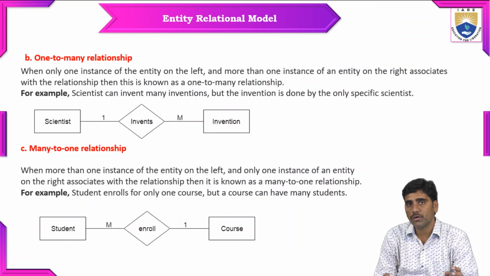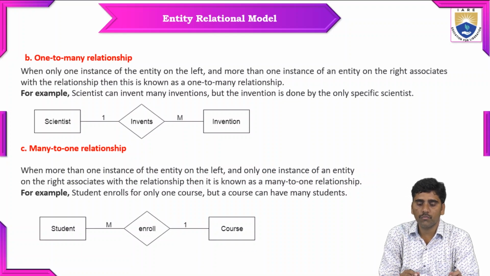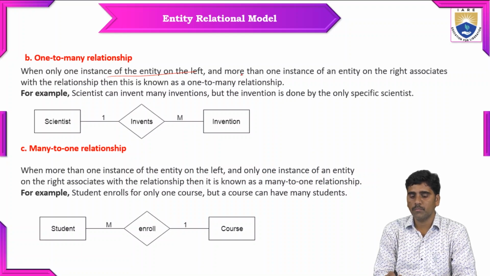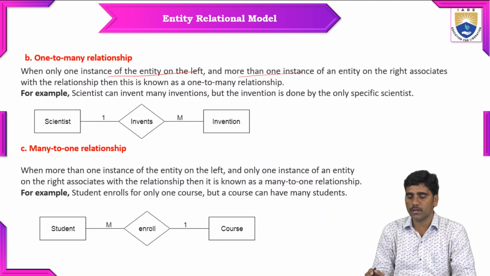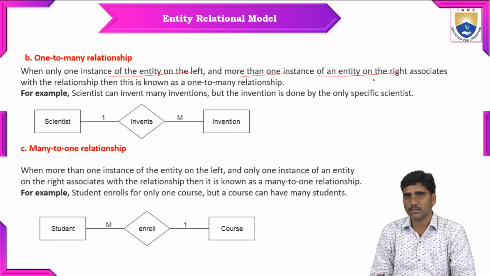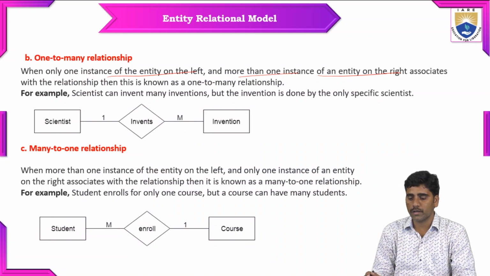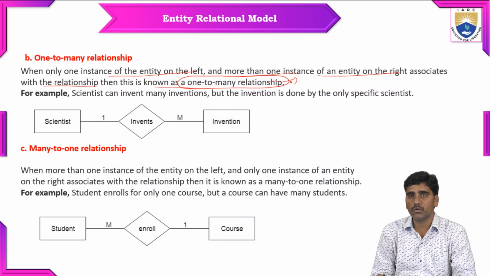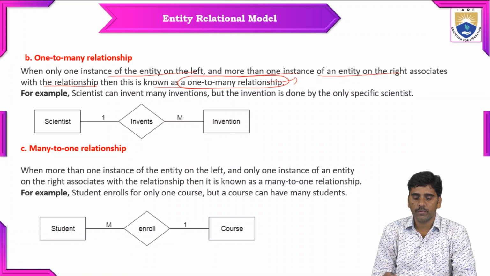And the second one is what? One-to-many relationship. So here, when only one instance of the entity on the left and more than one instance of an entity on the right side associates with the relationship, then this is known as a one-to-many relationship. For example, a scientist can invent many inventions.